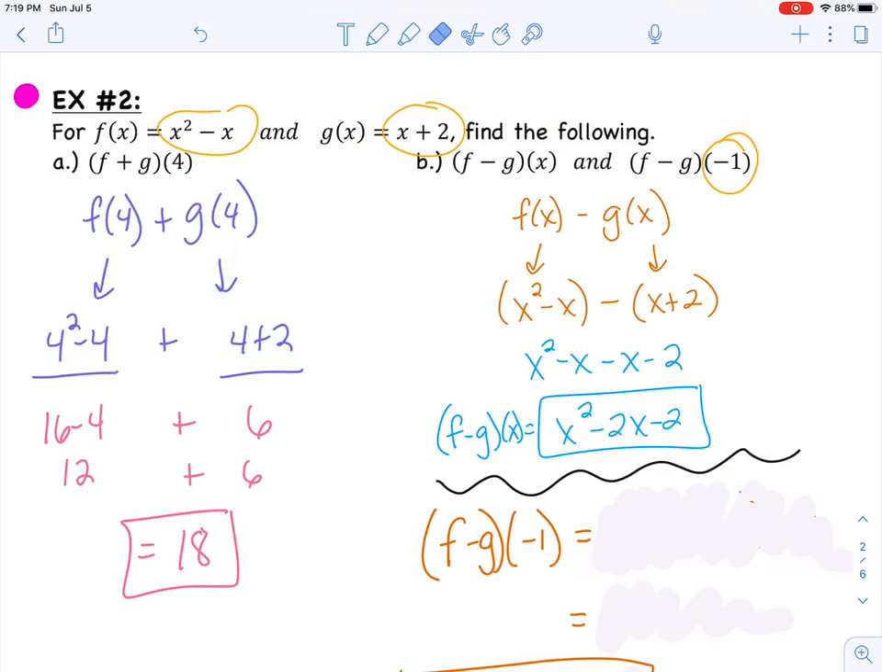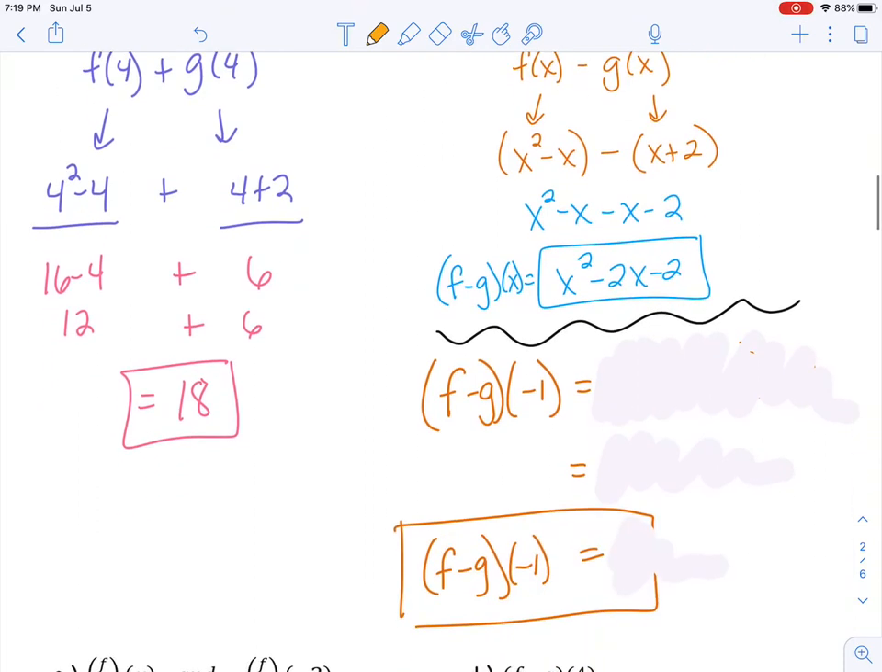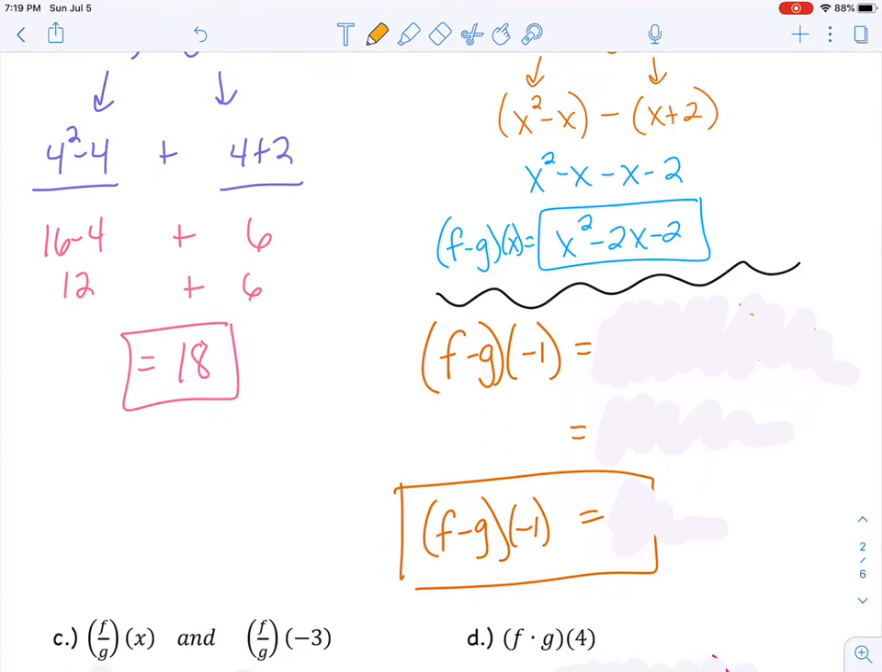Now that we've figured out what f minus g is, can we do f minus g of negative 1? And now take our answer that we just got when we subtracted them and kept the x's, but this time plug in a negative 1 wherever we see an x. So now I can take my answer, wherever I see an x I can plug in a negative 1, and then I can simplify to figure out what f minus g of negative 1 is.